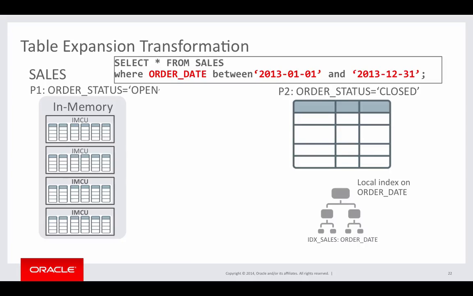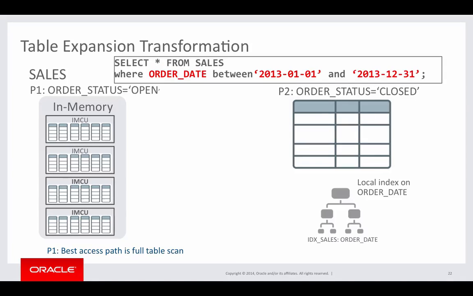But what happens when a query comes in that has the following? Select star from the sales table where the order date is between the 1st of January 2013 and the 31st of December 2013. So I want to look at 1 year's worth of data that may encompass some open and some closed orders. So if I'm doing that, what execution plan would I pick?